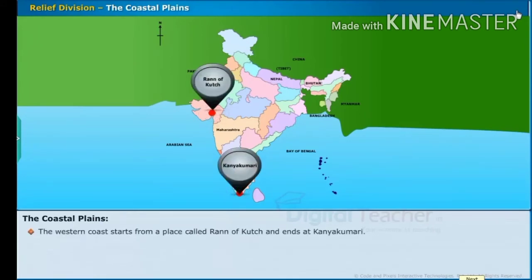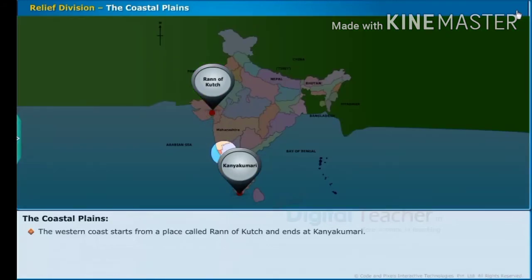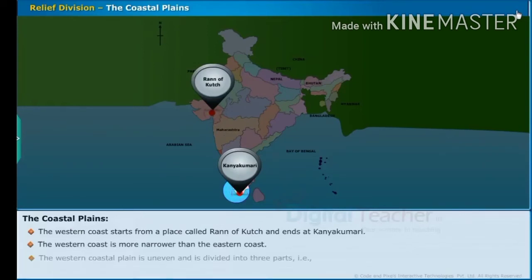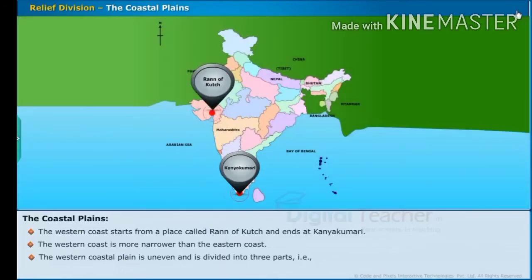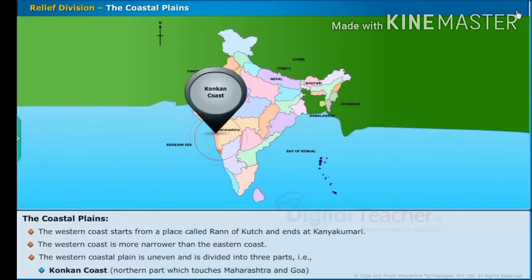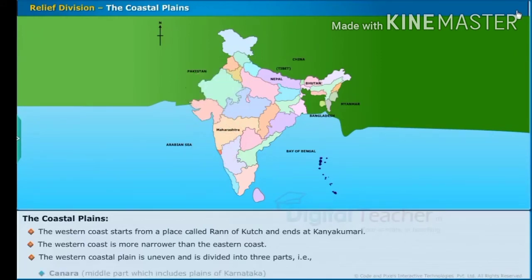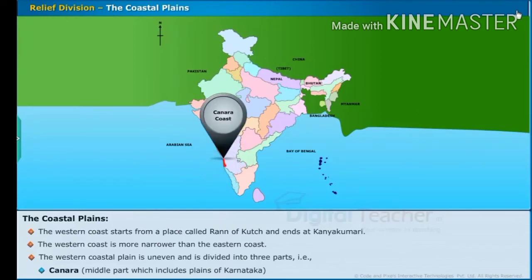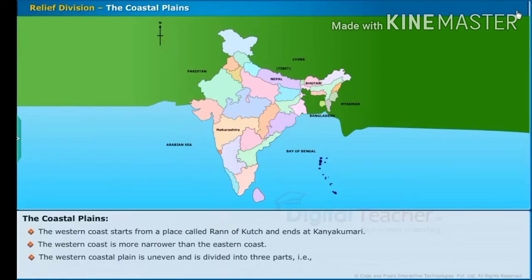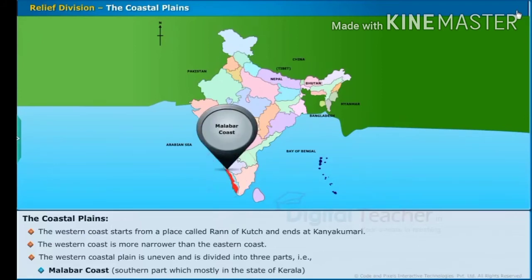The western coast starts from a place called Rann of Kutch and ends at Kanyakumari. The western coast is narrower than the eastern coast. The western coastal plain is uneven and is divided into three parts, that is, Konkan coast, the northern part which touches Maharashtra and Goa; Canara, the middle part which includes plains of Karnataka; and Malabar coast, the southern part which is mostly in the state of Kerala.